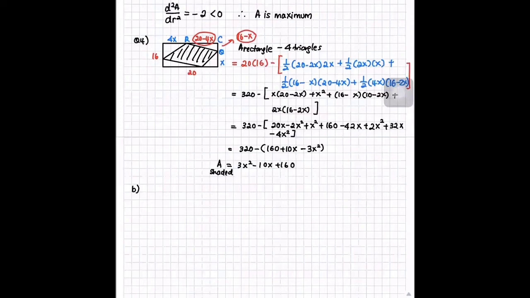So you find the value of x given that the area is a minimum. They already told us it's a minimum and they want us to find the magnitude. Find x, find the magnitude. The word minimum tells me I need to do dA/dx equals 0.